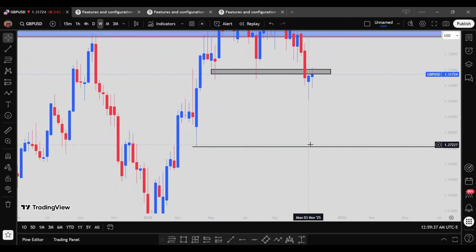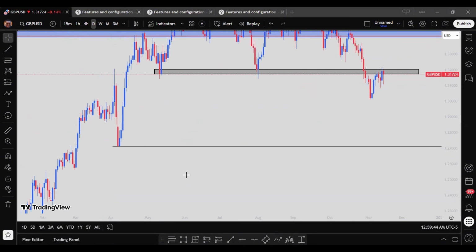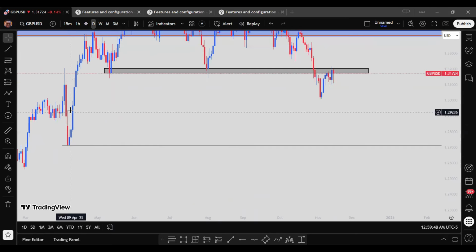So this was like a major demand zone here. If I go down to the daily time frame, we have a key level here. This was a demand zone, and looking at how price respects it, price is definitely going to react at this zone.